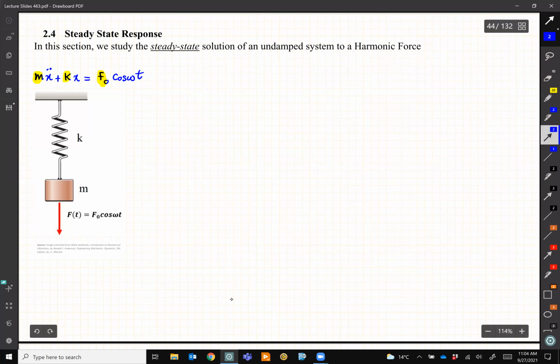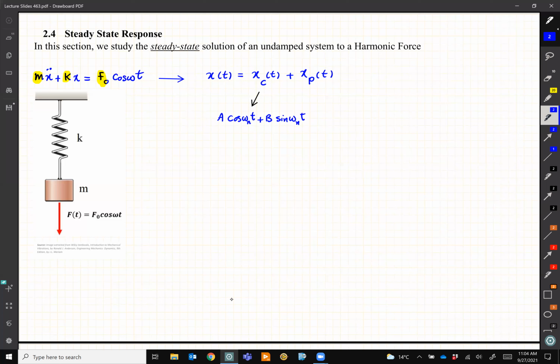So we solve this differential equation and we find out that the solution x(t) has two parts, the complementary solution and the particular solution, both functions of time. The complementary solution, we find that it has a form, looks like a cosine omega n t plus b sine omega n t. We know what is omega n, and we know that a and b depend on initial condition.